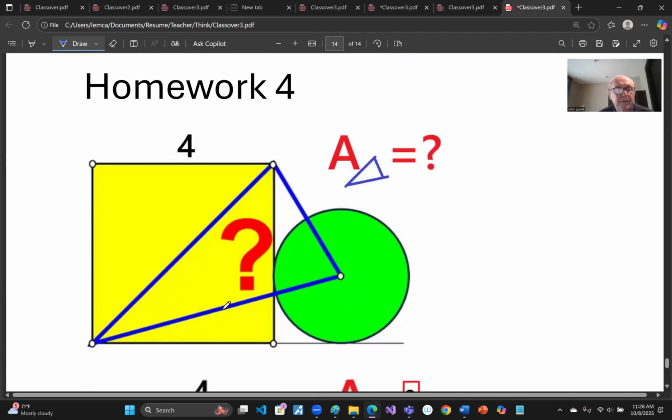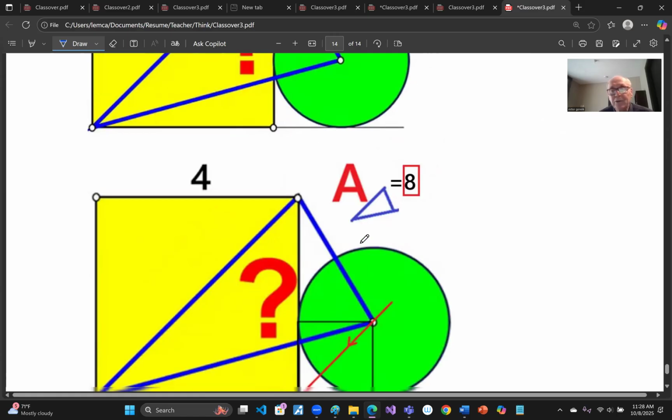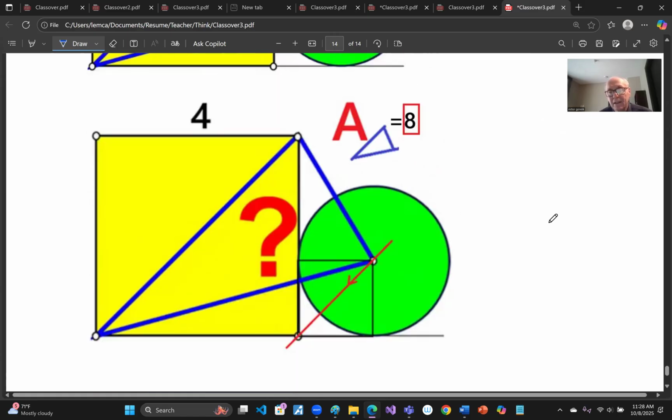And finally, the last problem. I have a square with side 4. I have a triangle and I have a circle as it is drawn here. What is the area of the triangle? And I don't give you written hints. I just made some additional lines. And you need to explain to me why the area of the triangle is 8.